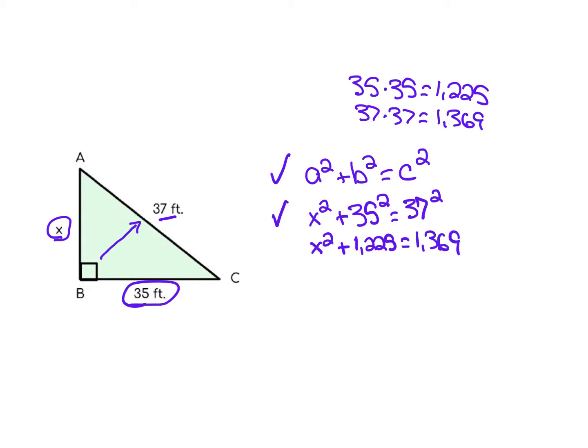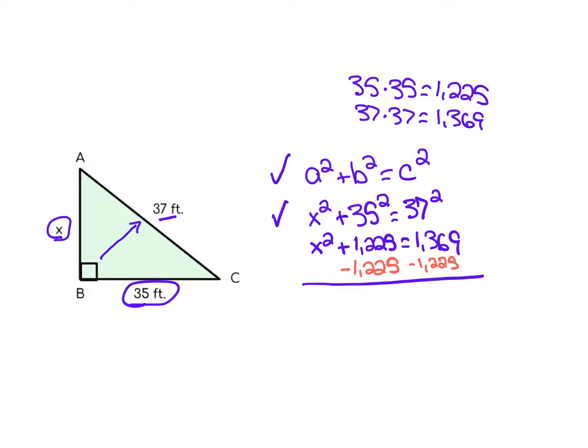Okay, now when we get to this step, we want to use our inverse operations in order to isolate the x squared. So in order to do that, we have to subtract 1,225 from both sides. So I'm going to subtract 1,225 from the left side of our equation, and what I do to one side I have to do to the other. So I'm going to subtract 1,225 from the right side of the equation.